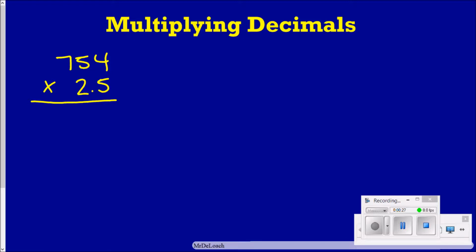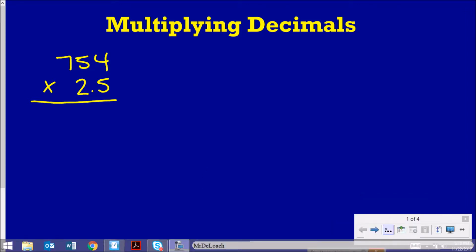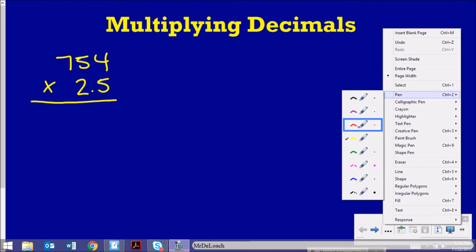The first thing I'm going to point out is that multiplying decimals is a lot like multiplying whole numbers. The only thing you need to do is just ignore the decimal point. Don't let it confuse you. Don't let it intimidate you. It's the same process. So what we're going to do first in dealing with that decimal is make sure that both factors are a whole number.